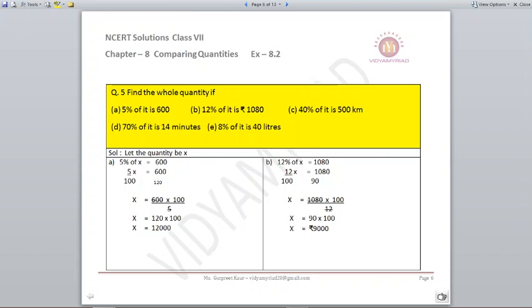Same way, B part is 12% of x is equal to 1080. So it will become 12 upon 100 x is equal to 1080. So x comes to 1080 multiplied by 100 divided by 12. And 12 and 1080 is divisible. So it will become 90 into 100. So x is equal to 9,000 rupees. You can even check this. Calculate 9,000 multiplied by 12 upon 100. In your rough hand side, your answer will come as 1080.